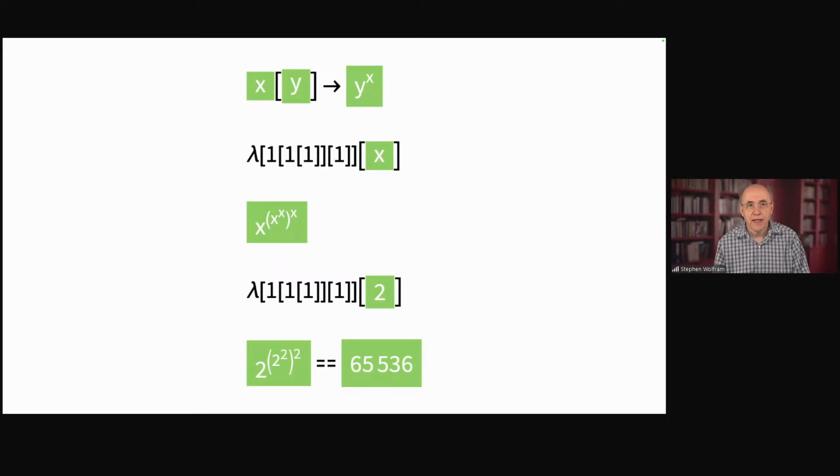So that original lambda expression is that lambda of 1 of 1 of 1 applied to, we can see that, that applies to x. That evaluates to x to the x to the x to the x. And so in this particular case, it's lambda of 1 of 1 of 1 applied to Church numeral 2, which is then equal to 2 to the 2 to the 2 squared. Or in other words, if we just do that computation, 65,536.